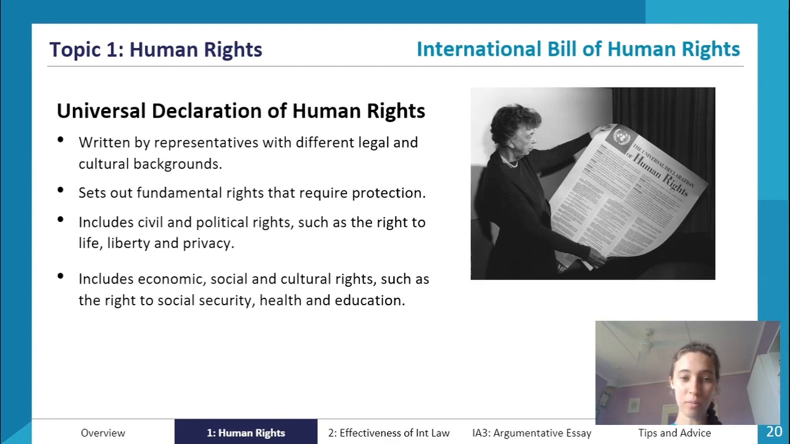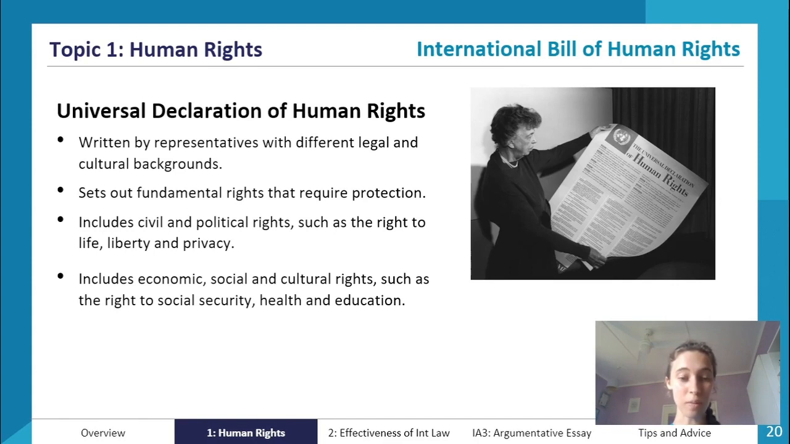So it was written by representatives with different legal and cultural backgrounds, which is definitely important because different cultures have different ideas of what's right and wrong, and also different knowledge of legal systems. So having that representation that's diverse is definitely important.